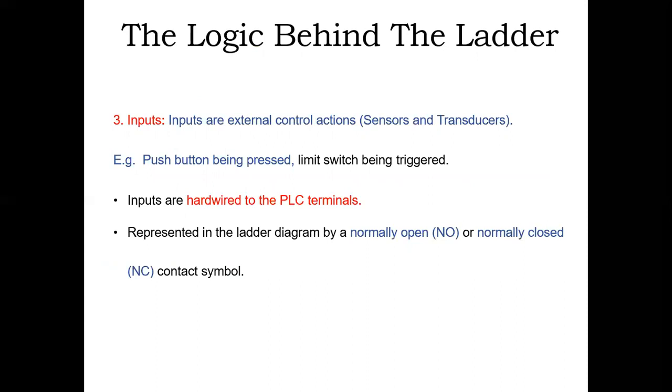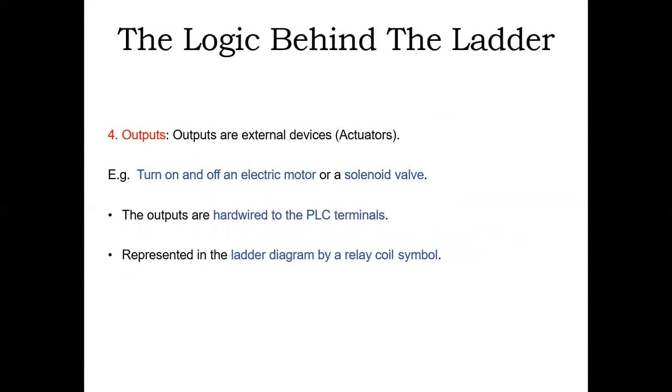Then inputs. Inputs are external control actions, that is sensors and transducers, for example push buttons and limit switches being triggered. Inputs are hardwired to the PLC terminals, represented in the ladder diagram by a normally open or normally closed contact symbol. Then outputs. Outputs are external devices, that is actuators, that turn on and off an electrical motor or a solenoid valve. The outputs are hardwired to the PLC terminals, represented in the ladder diagram by a relay coil symbol.